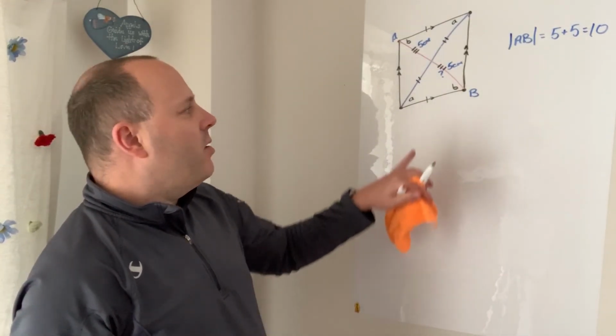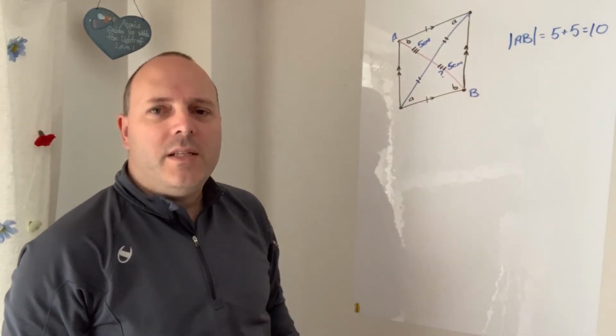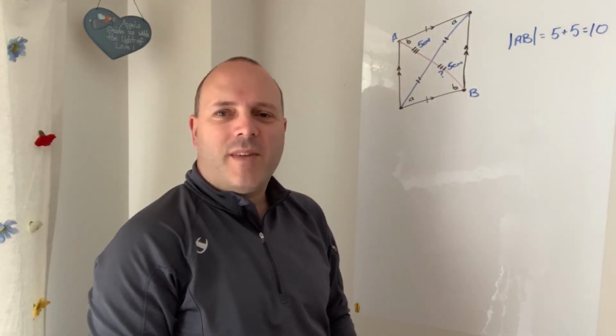Right, so as long as I know that it's a parallelogram that I'm dealing with, the diagonals indeed bisect each other. Have fun, guys.